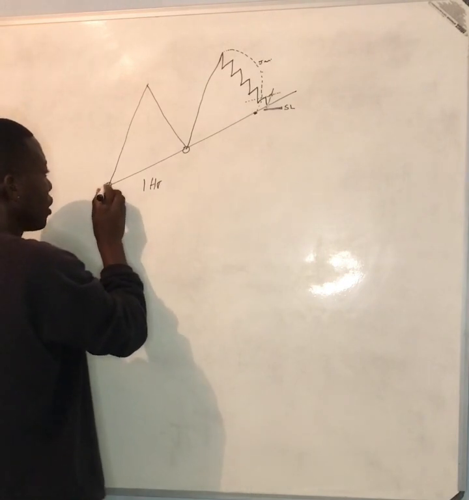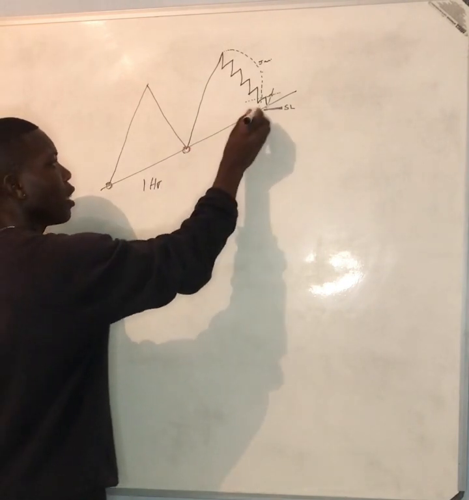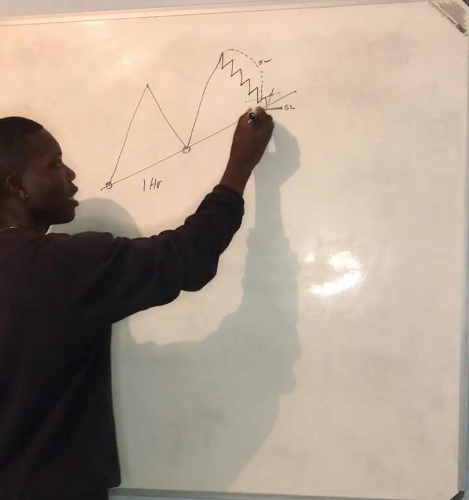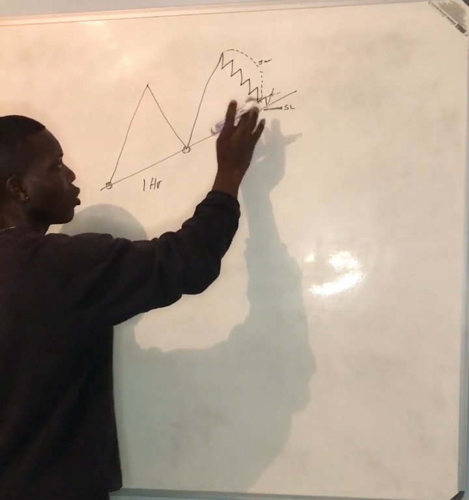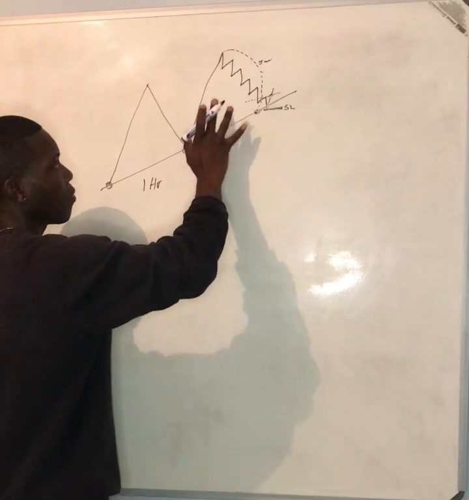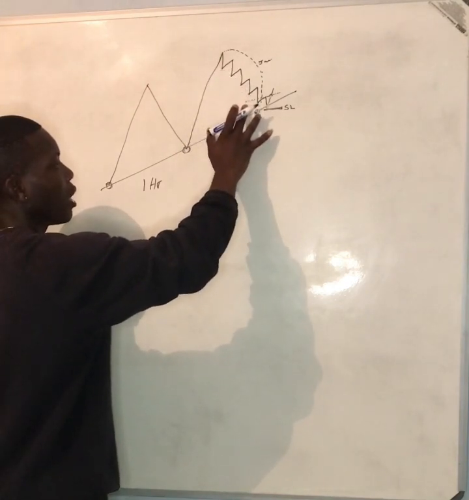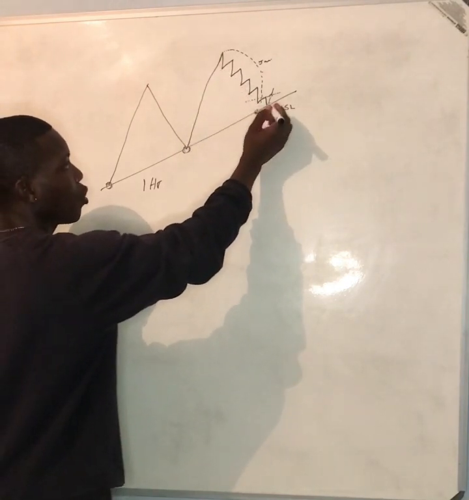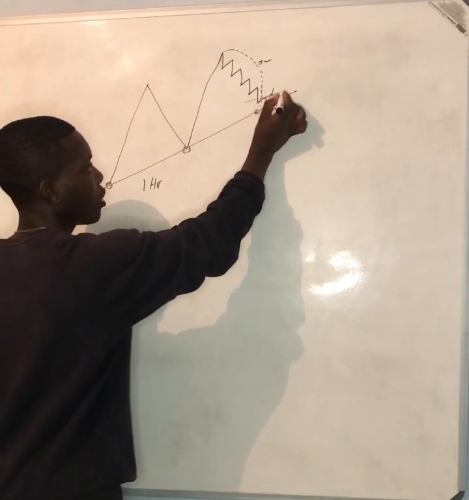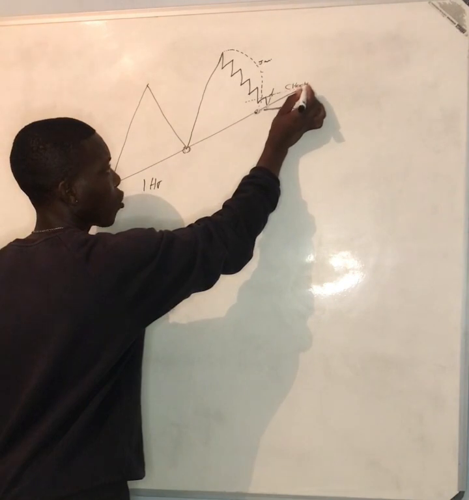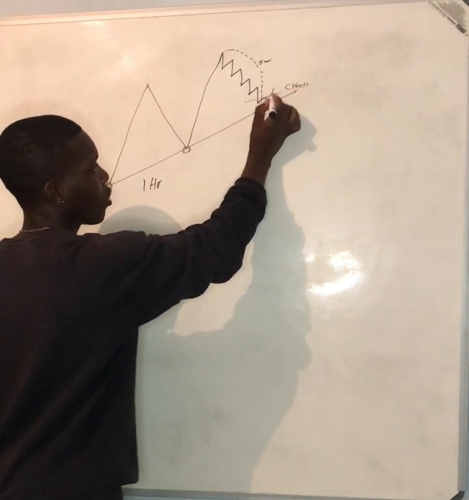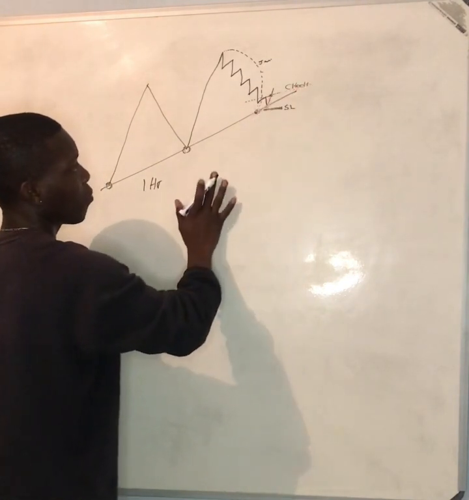So it's 1, 2, 3. Before the third touch could actually happen, just draw down to your 5-minute time frame. This is what you will see, and then you wait for the market to break the previous high, causing what we call CHoCH, change of character. Then you can execute your trade on the 5-minute time frame.